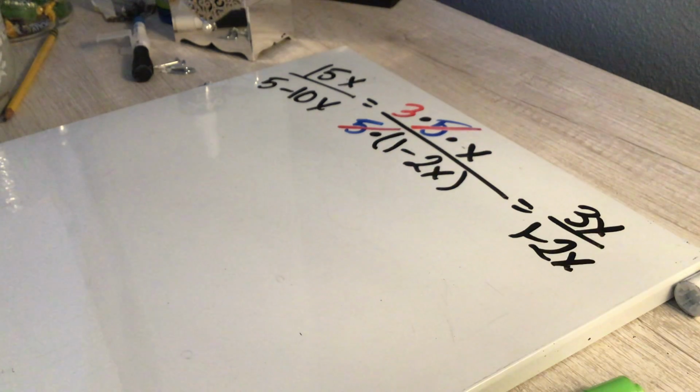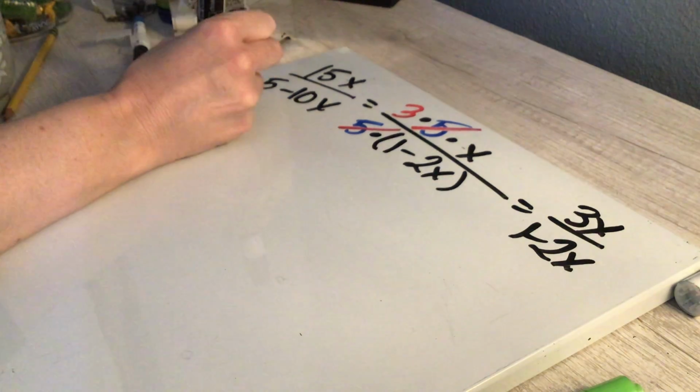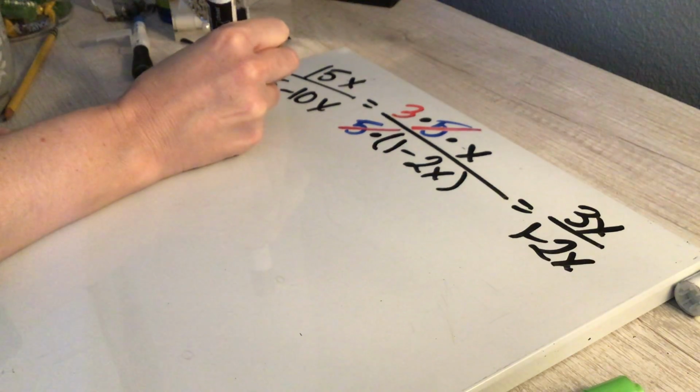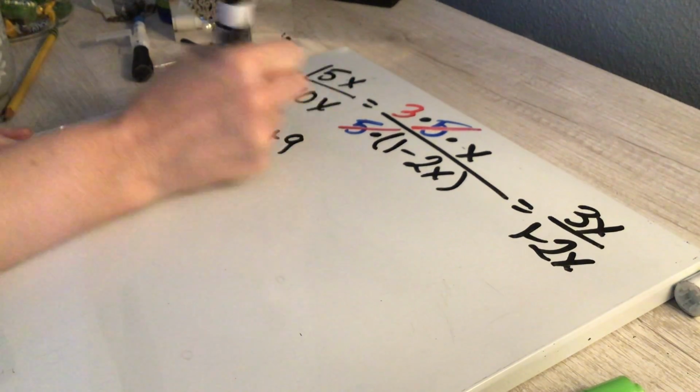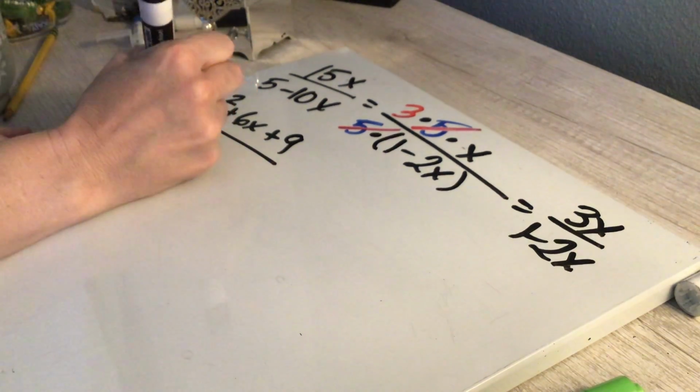Cannot cancel those x's. They are not factors of both the numerator and the denominator. So it's completely simplified. Okay, then we have x squared plus 6x plus 9 over 9 minus x squared.